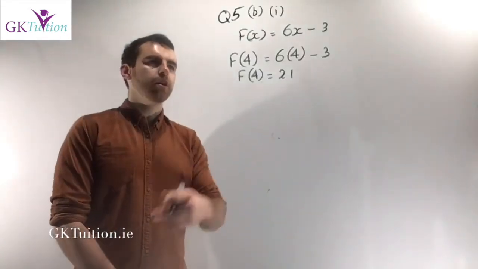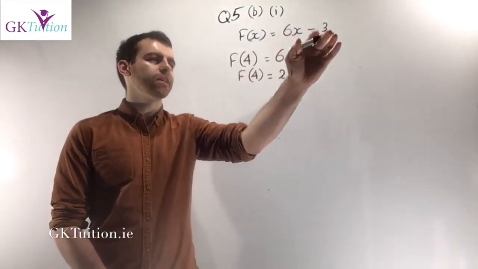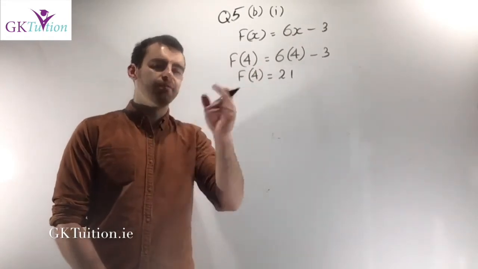In part B, we're given the function f of x equals 6x minus 3. And we're asked to get f of 4.